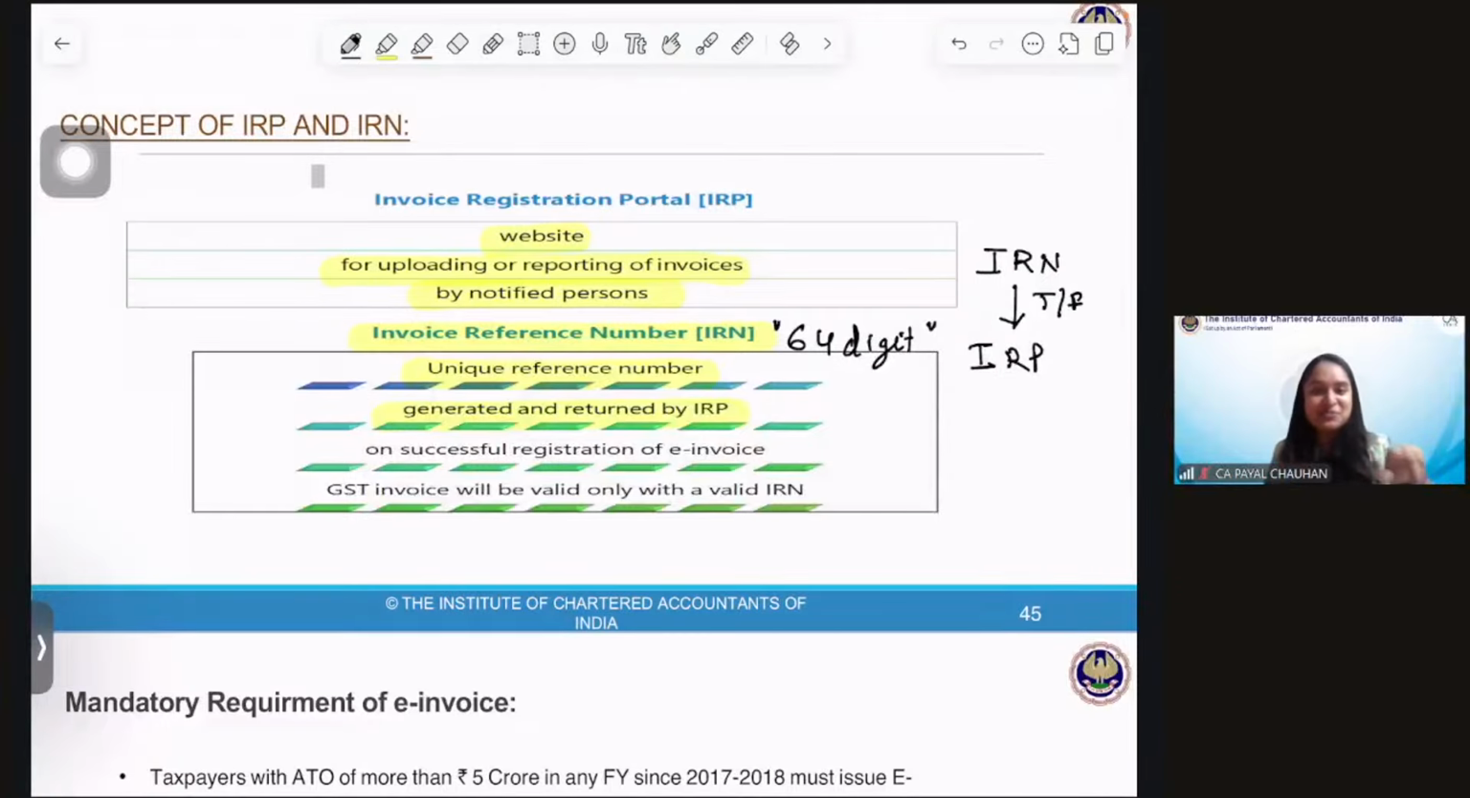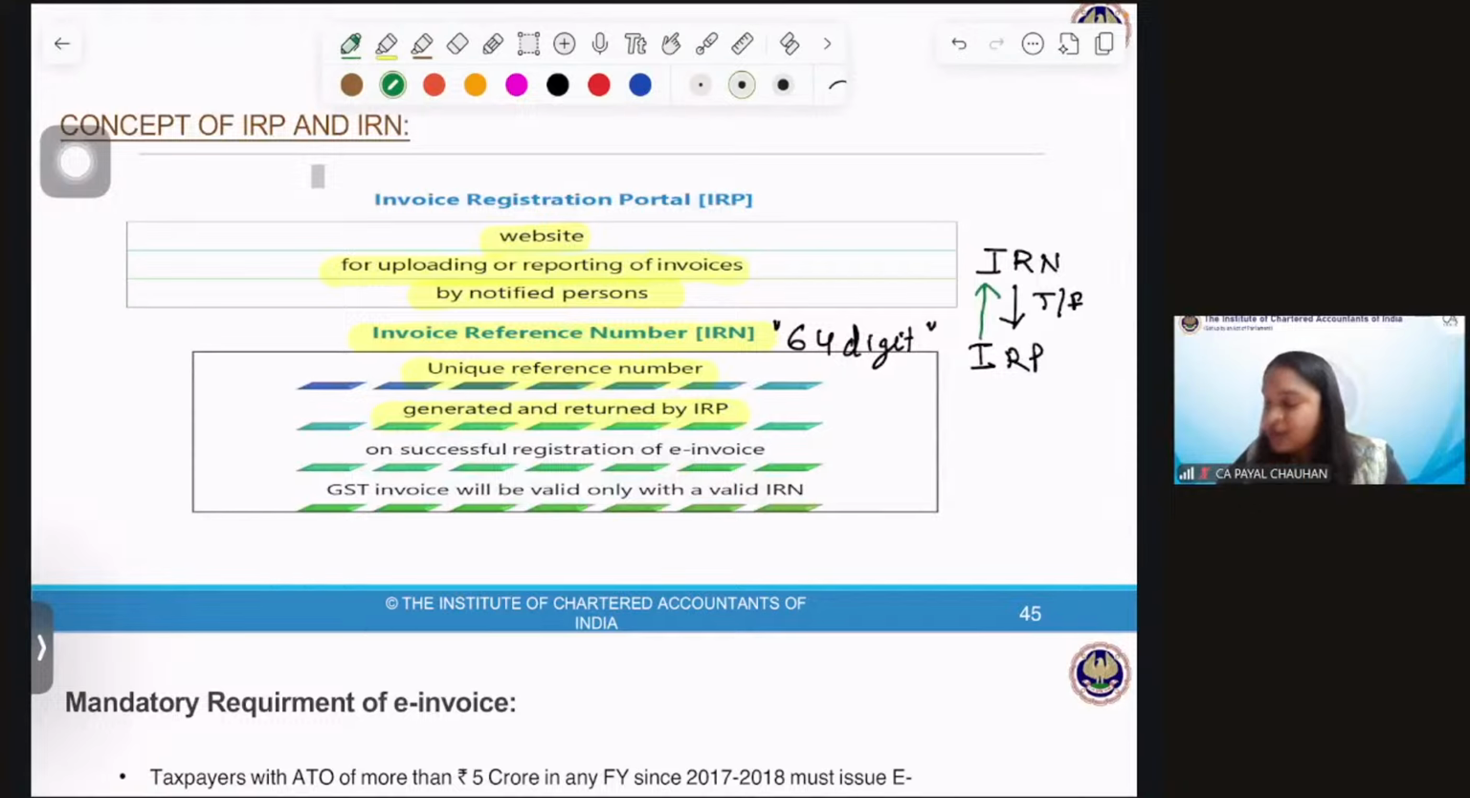False. Rather, it has to be different. False. Yes, this is what you people have to take care of. My invoice registration portal has generated the IRN. Perfect. That means you people are attentive. Ma'am, this is wrong. Rather, it has to be in the reversal.